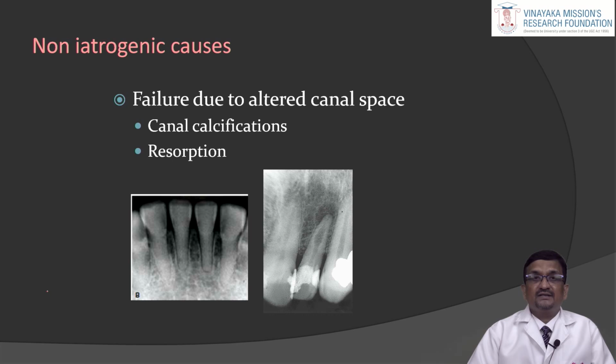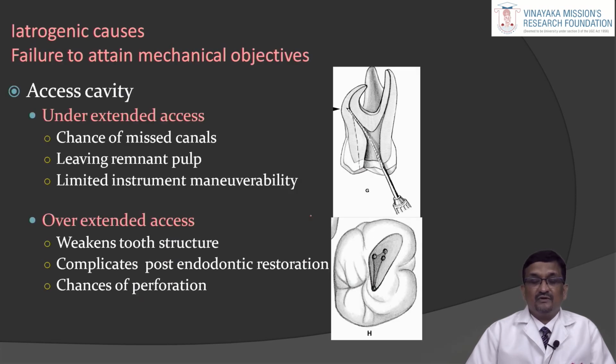And failure due to altered canal space. Okay, when is the canal space altered? When you have canal calcifications like in this picture, or we have resorptions. We have an altered canal space which is difficult to clean, it is difficult to obturate. So we can expect failure in such cases unless we do our homework well.